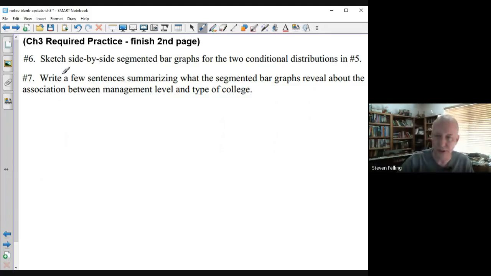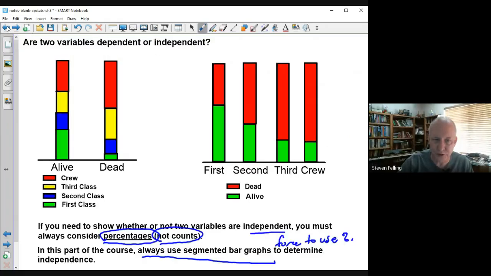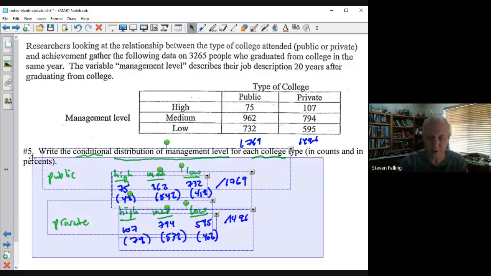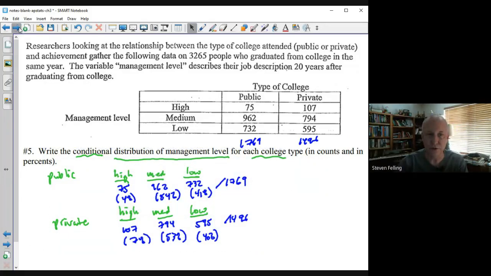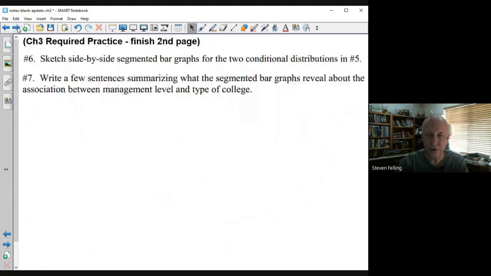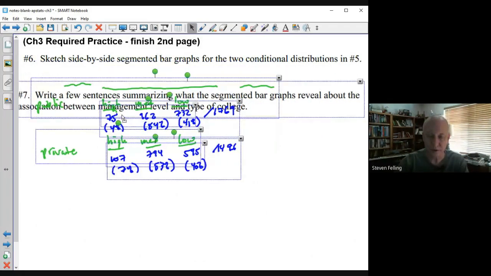Okay, so let's do this. Let me go ahead and grab those conditional distributions from number 5, as we did that before, right? Okay, so I'm just going to grab this here. And I'm going to put it over here.